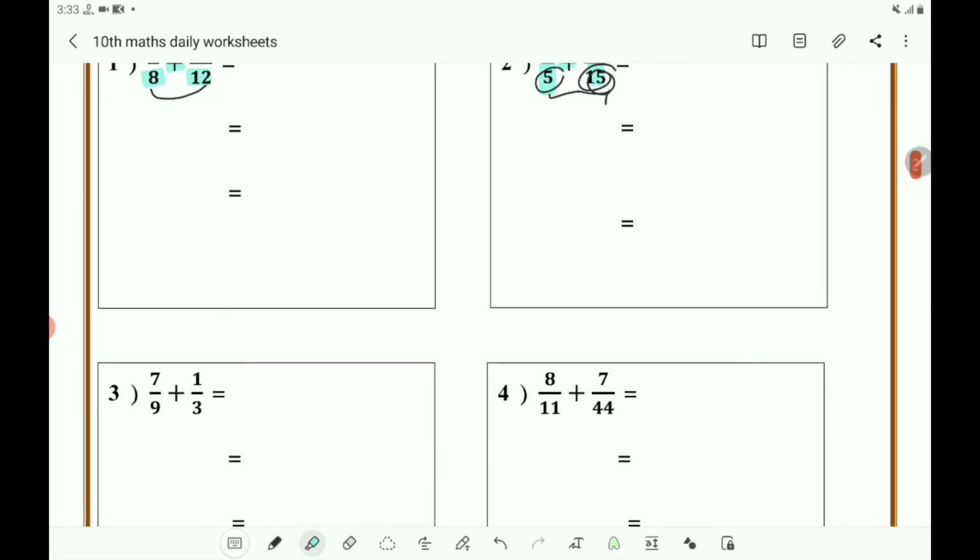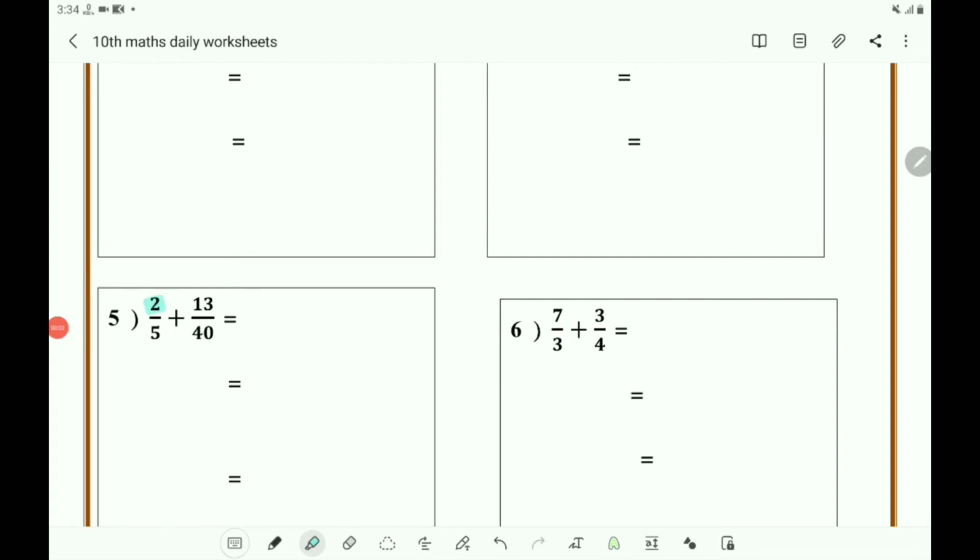Then the third one, 7 by 9 plus 1 by 3. The fourth one, 8 by 11 plus 7 by 44. Follow these steps. Find the LCM. Next, it is very important to identify clearly by which number the numerator is to be multiplied. Then the addition becomes clear.